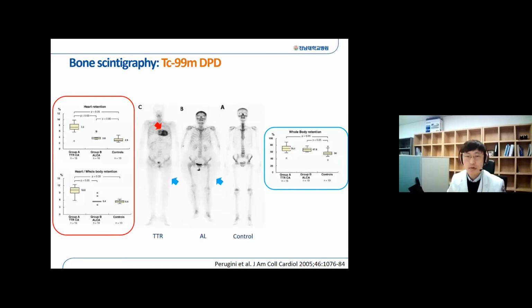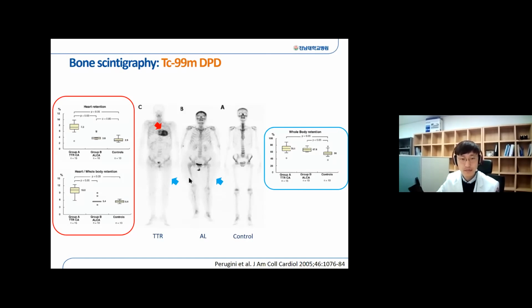There were some reports indicating the suboptimal sensitivity of technetium MDP, but the real cause is not known. But anyway, it is not as sensitive as the other bone scan agents. So please don't use MDP in the cardiac amyloidosis workup.